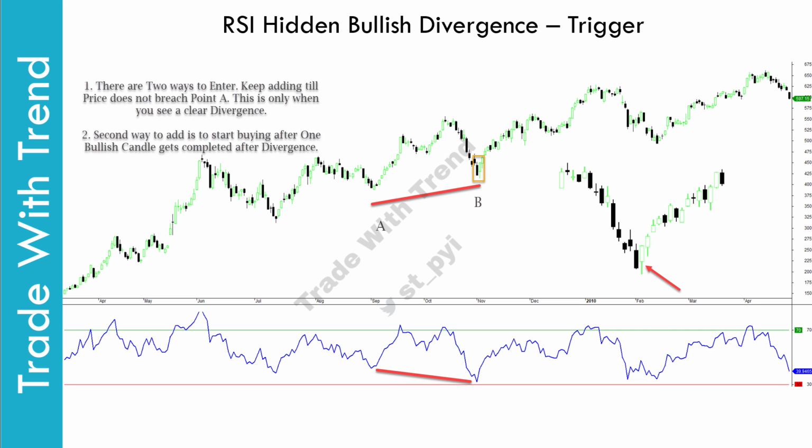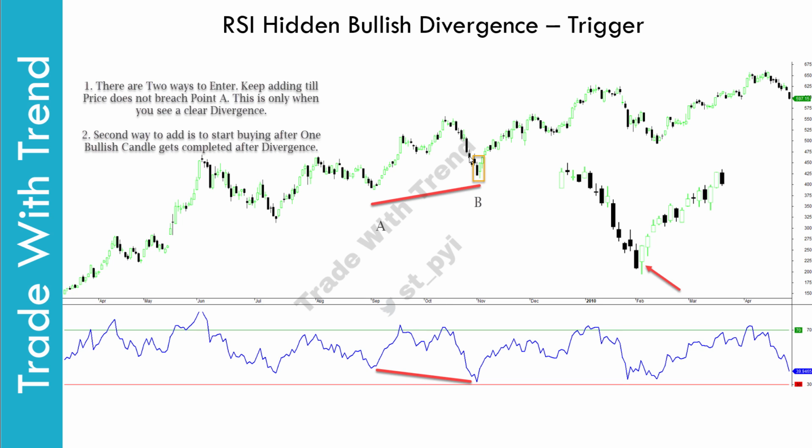Let me now explain the trigger part to you. Now the trigger to initiate the trade is again taken on the same time frame. This is the daily time frame. In RSI standard bullish divergence, the trade was taken on the 60-minute time frame, but in this particular strategy, the trade will be taken on the same time frame itself. Now there are two ways to enter in this strategy.